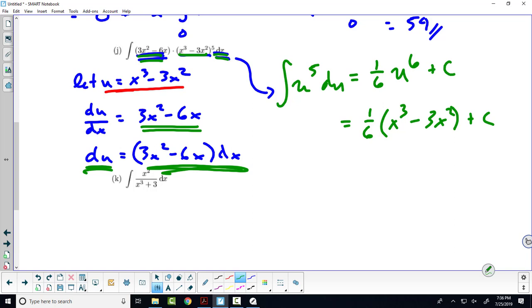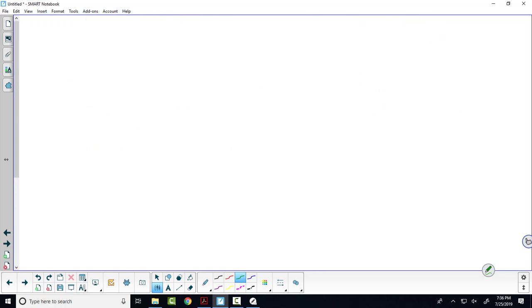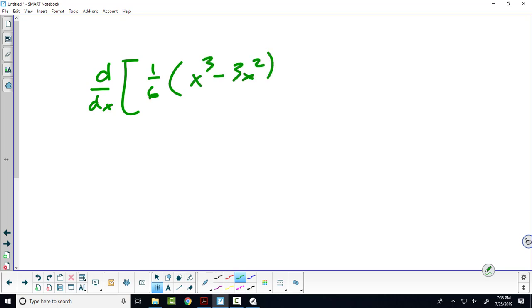So, on another page, let's take the derivative of that. Or somewhere else where we've got room. I'm going to take d dx of 1/6 times x to the 3rd minus 3x squared, all to the 6th, plus c. Great. So I'm going to check my work by taking the derivative of this.